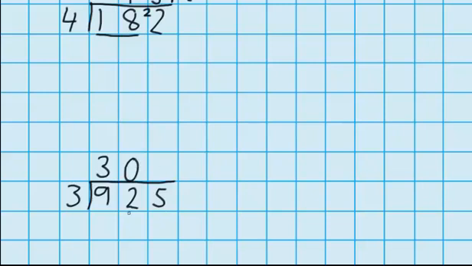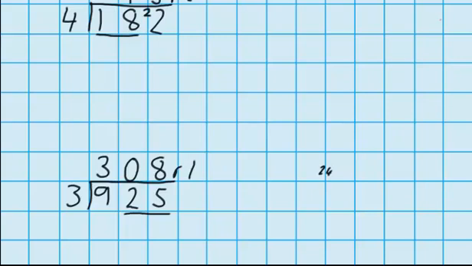Now I move over to my ones column and I say, how many times will 3 go into 25? And I know that 3 won't go into 25 an even amount of times, so I'm thinking of a number which is just below 25, but which is on my 3 times tables. So the number I'm thinking of is 24. I know 3 will go into 24 8 times, and then I'll have one remainder. So 925 divided by 3 is 308, remainder 1.